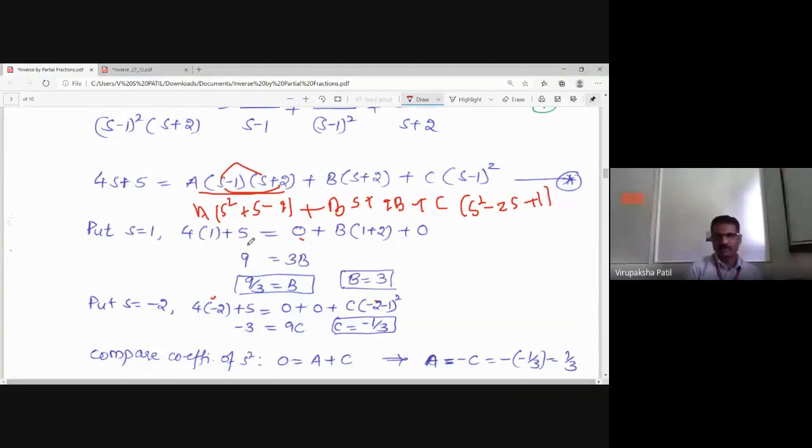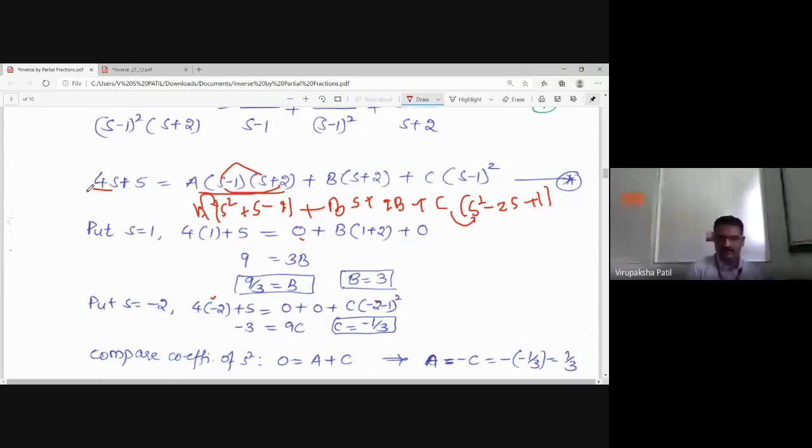Now what we will do, we will make groups here: S square coefficient, S coefficient, all those things. S coefficient is already present here, but S square coefficient is not present here in the LHS. So what we will do? We will take the S square coefficient from both the sides. S square coefficient means you multiply this A into S square you will get here. From this you will get C into S square.